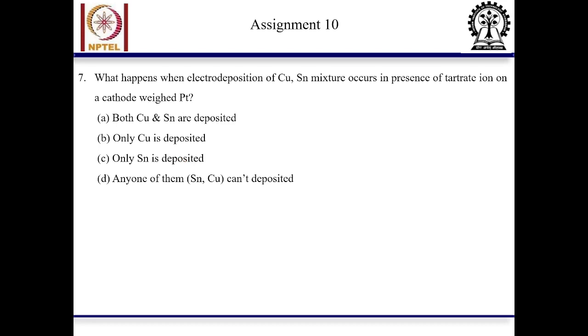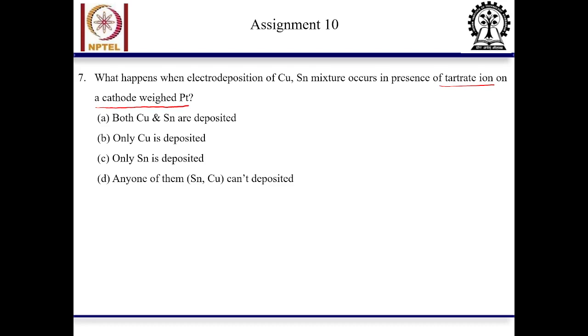What happens when the electrodeposition of a copper tin mixture occurs in presence of tartrate ion in a cathode with platinum? Both copper and Sn are deposited. Only copper is deposited. Only tin is deposited. Any of them cannot be deposited. Now, can anyone tell me what is the answer for this?